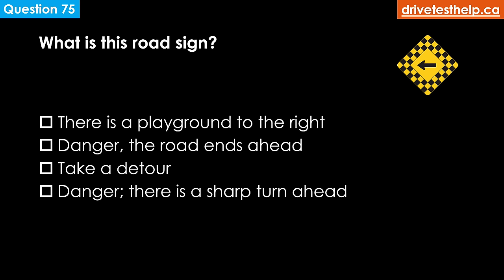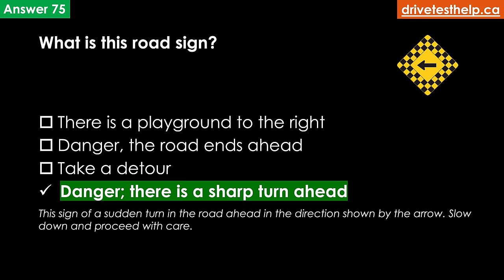What does this road sign mean? There is a playground to the right. Danger, the road ends ahead. Take a detour. Danger, there is a sharp turn ahead. The correct answer, danger, there is a sharp turn ahead. This sign warns of a sudden turn in the road ahead in the direction shown by the arrow. Slow down and proceed with care.